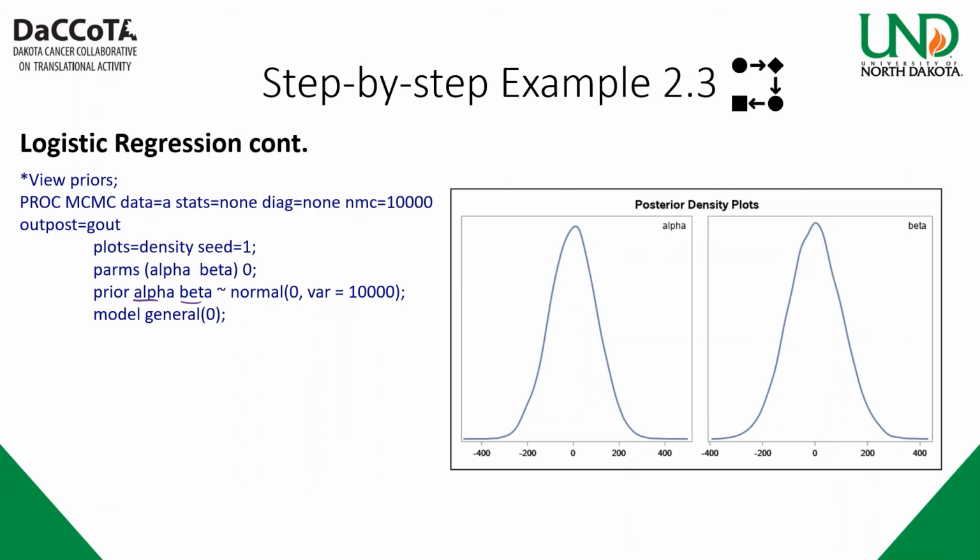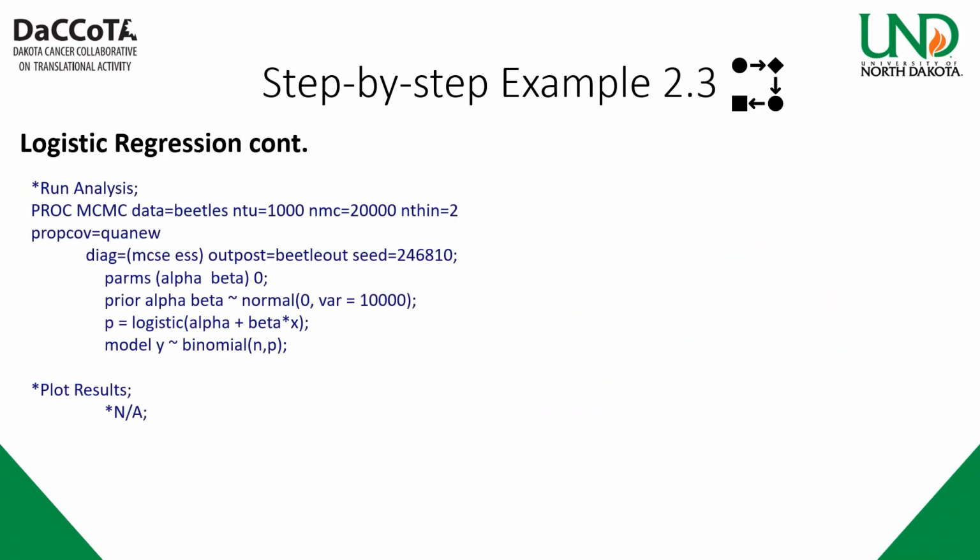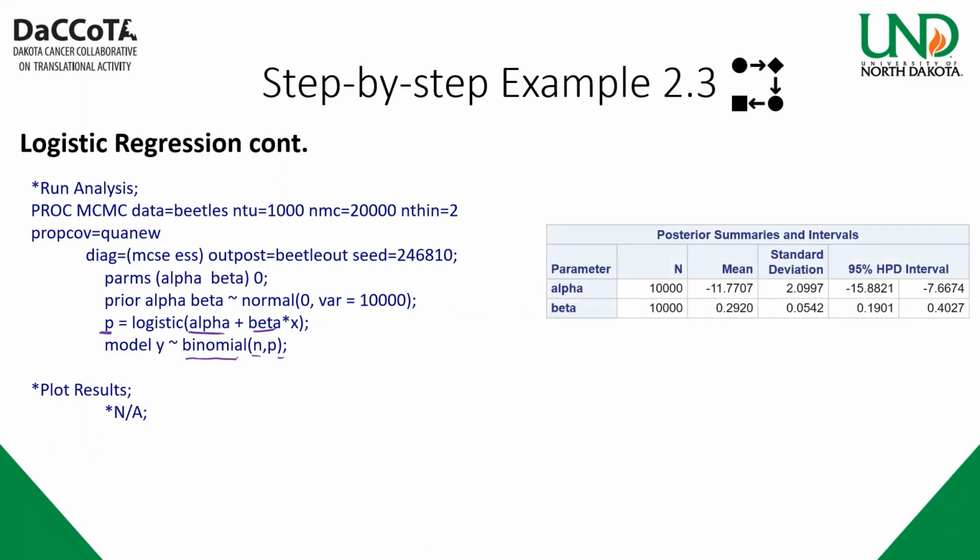So how this is going to be set up in MCMC, a variety of things here. The main thing we want to look at is we have our priors, alpha and beta, and our p. Our probability of death is a logistic model using alpha and beta times x. The model is y from a binomial with n and p. Again, we're not going to plot results, but what we get from here is our alpha and our beta.